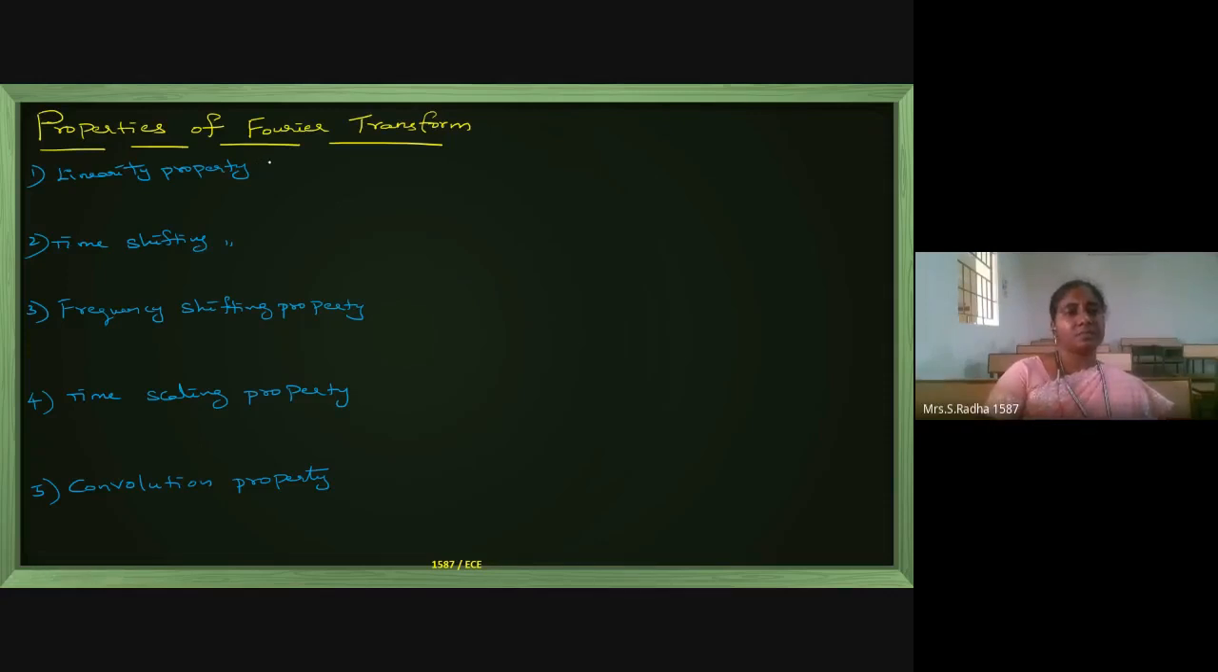If x1 is a signal, it is having Fourier transform x1 of j omega. This double-sided arrow indicates Fourier transform pair. Time domain x1 of t, frequency domain x1 of j omega. And second signal x2 of t, its Fourier transform is x2 of j omega.